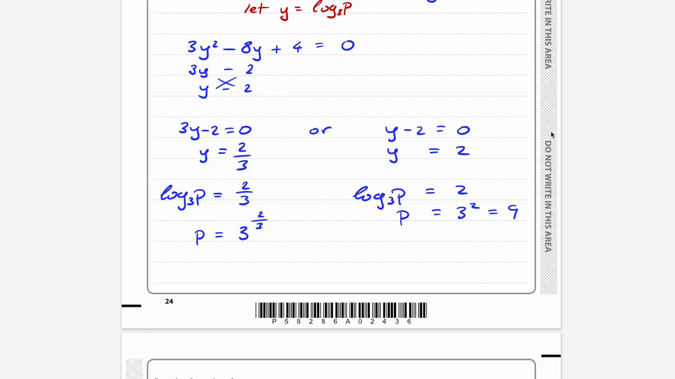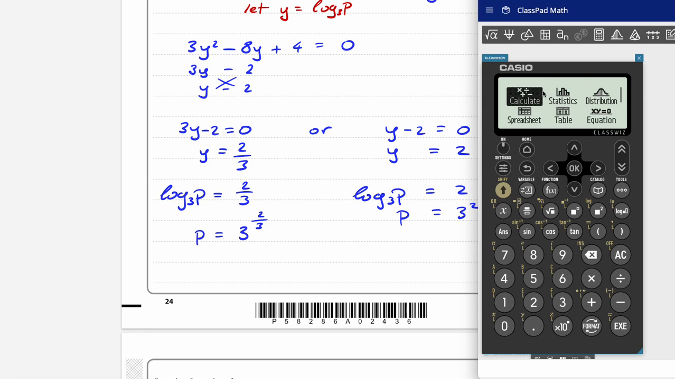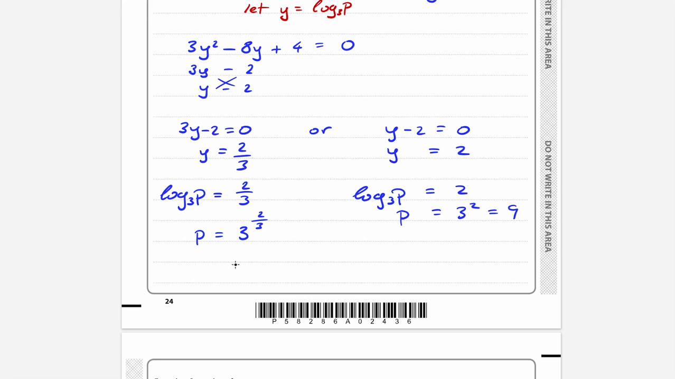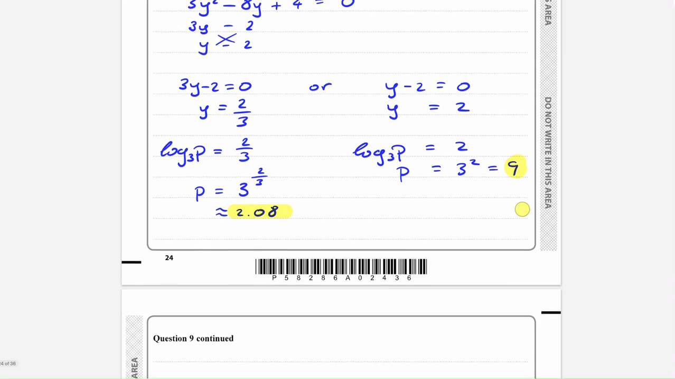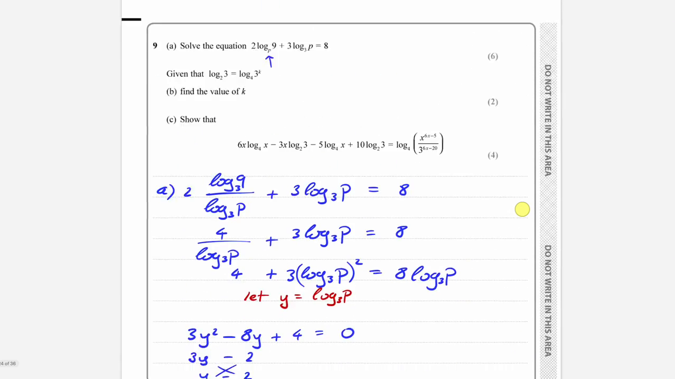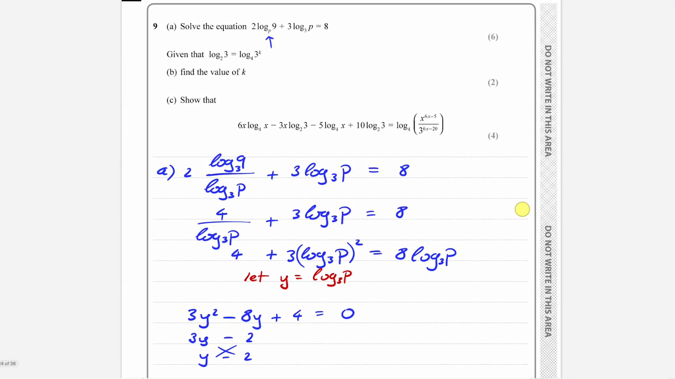Now you can leave it like that, or you can do 3 to the power of 2/3 like this. Give it as a decimal. I don't think he said in any particular way. So 2.08. So your two answers are this and 9. Okay, sorry, that's question 9A. Now I need to do B and C.